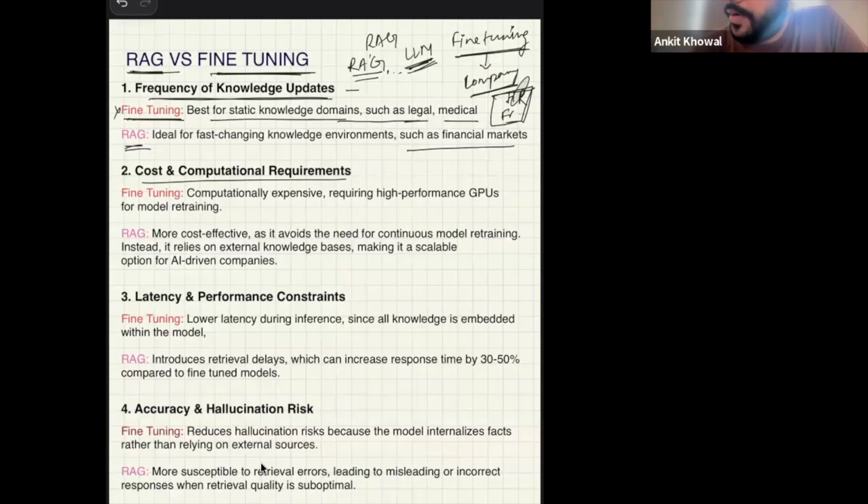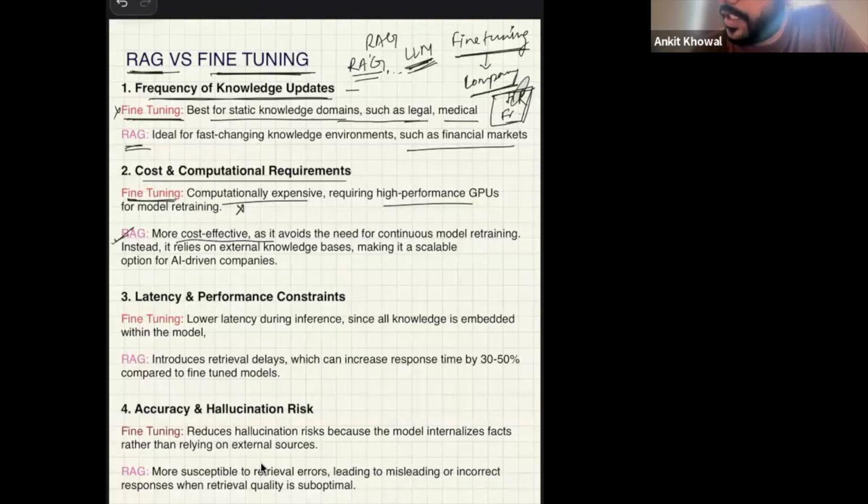Cost and computational requirements. In fine tuning, you know, fine tuning is taking the whole model. The model is very big with so many parameters. It requires GPUs for training and all. So if your company does not want to do computationally expensive work that requires high performance GPUs, you should not go for fine tuning. You should go for RAG.